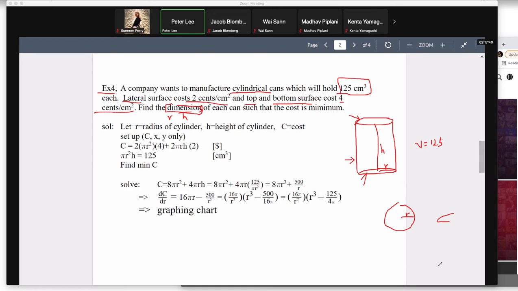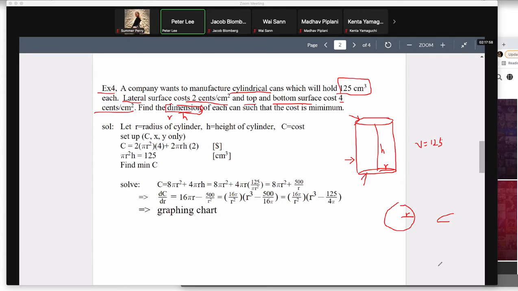Find the radius and the height of each can such that the cost is minimum. Now we want to minimize not the surface area, we want to minimize the cost. Does everyone understand what that means? We want to minimize the cost.